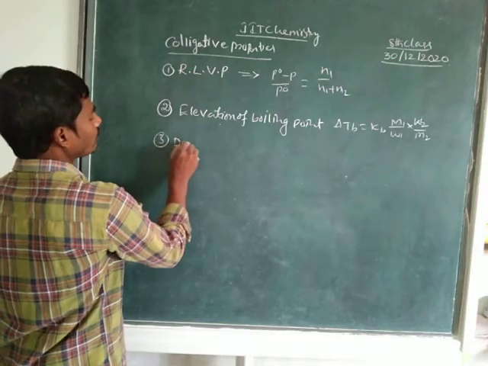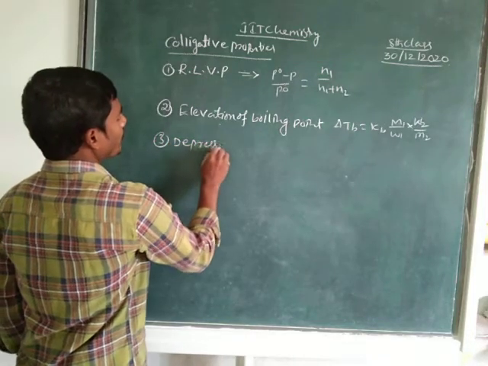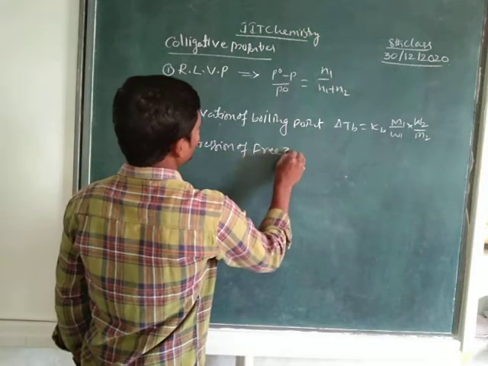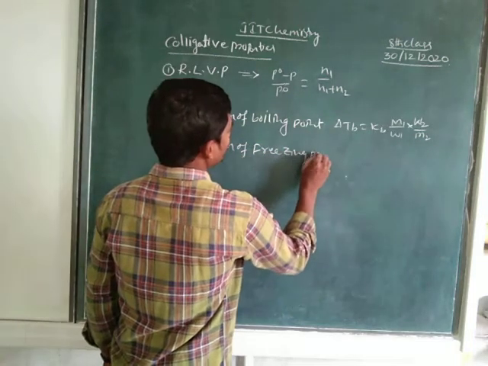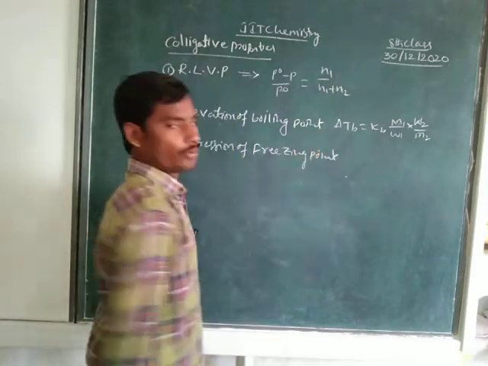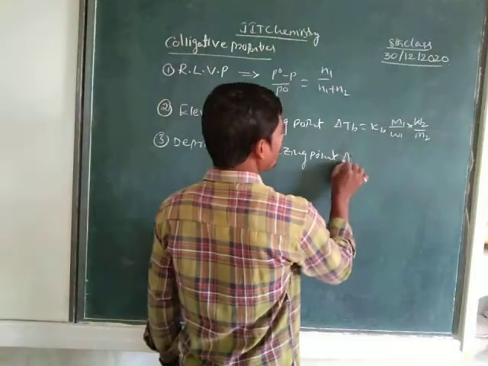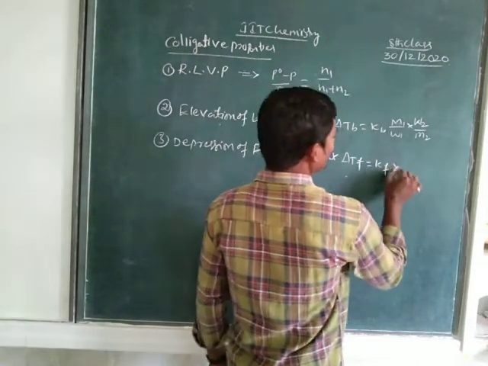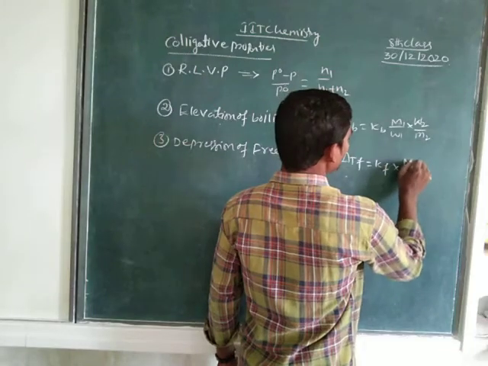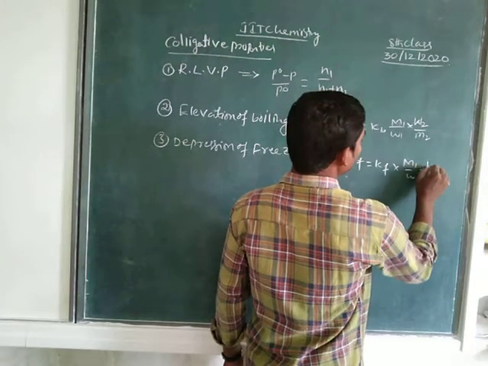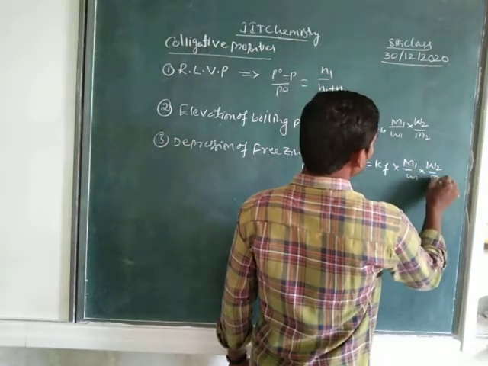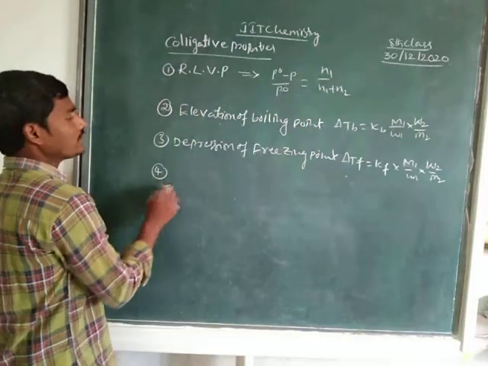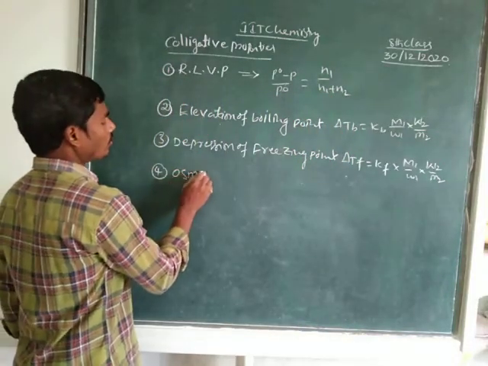The third one is depression of freezing point. Depression of freezing point is represented as delta TF equals Kf into m1 by small w1 into w2 by small m2. Right children? Now coming to the fourth one, that is osmosis.